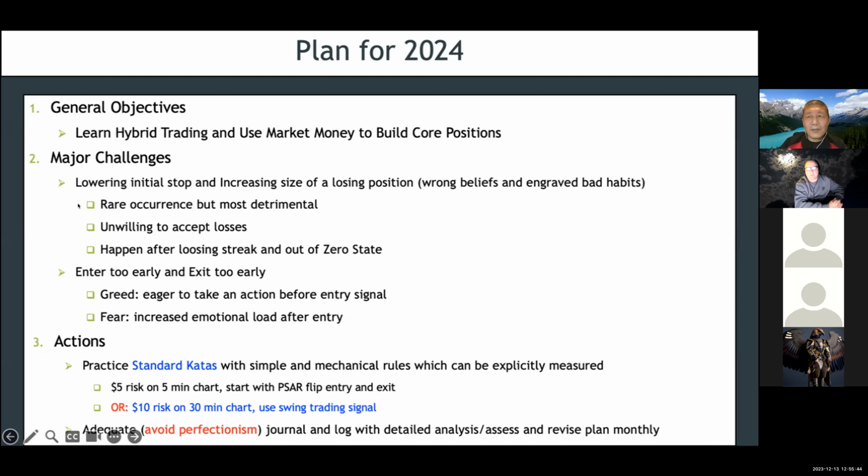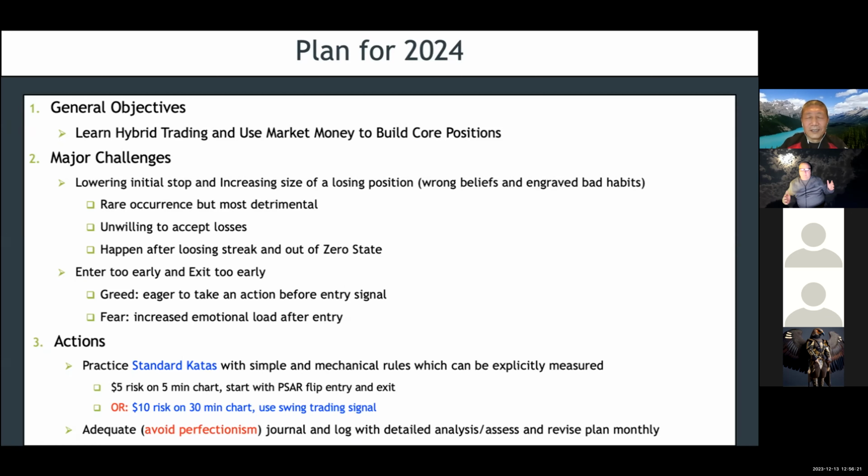Here's something I invite you to think about: increasing the size of a losing position or using market's money. There's nothing that says we have to use open gains as market's money to add a second position. You could just as easily say, look, I'm going to close a winning trade on one position, and then from that realized profit, increase the position size the next time.